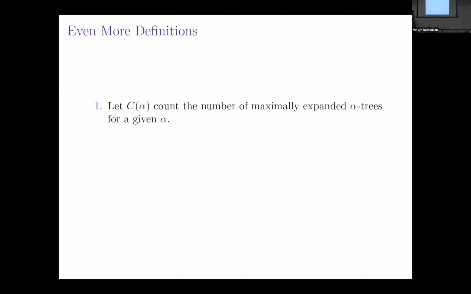So finally, we're starting to get to where David and I came into this project, and that is C of alpha, which is just the count of the number of maximally expanded alpha trees for any given alpha. And I want to point out here that I'm actually using alpha in two slightly different ways. On the one hand, it's a word in this language of zeros and ones, but when it comes to talking about alpha trees, it's just a placeholder for the name of that type of tree. Like I never refer to them as the 0011 trees. It is an alpha tree where the alpha is blank. So just be mindful that I'm abusing the Greek letter here, using it in 2 slightly different ways.